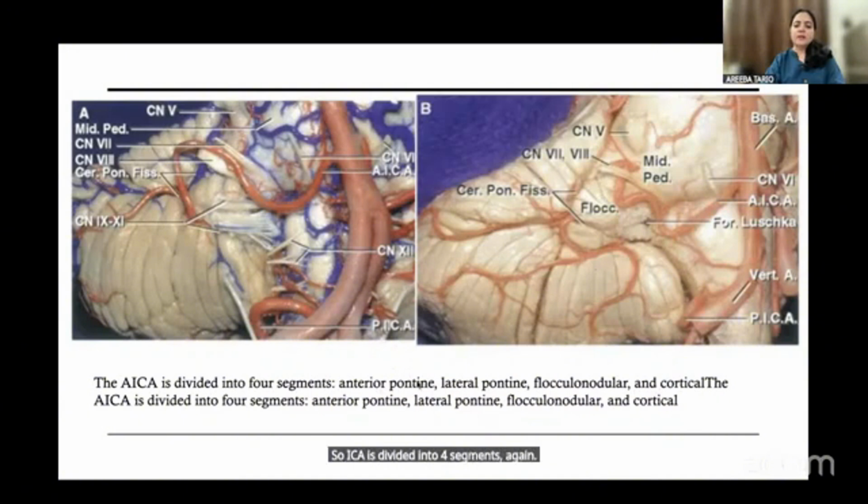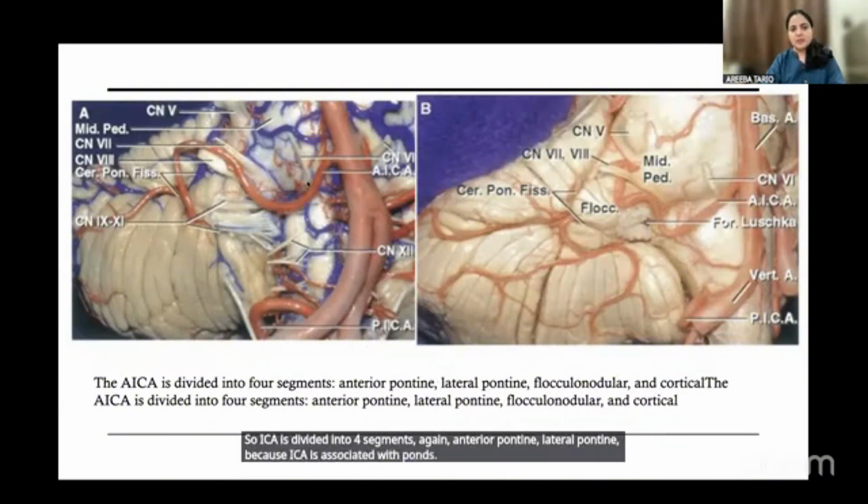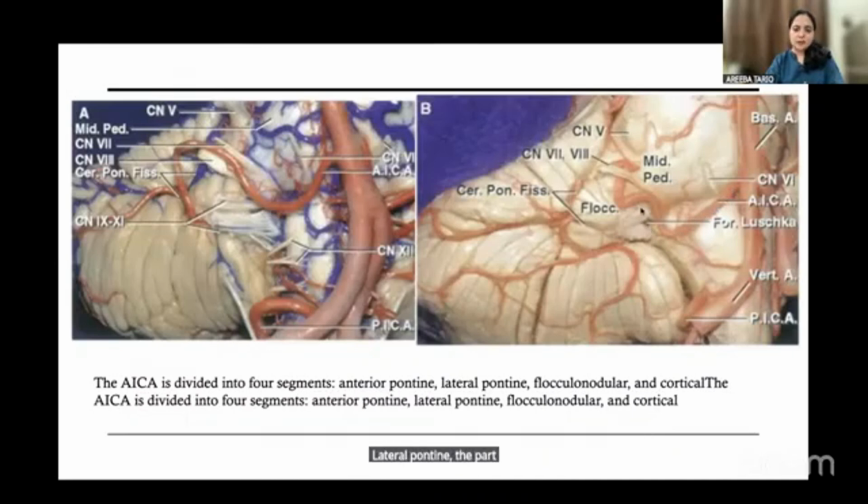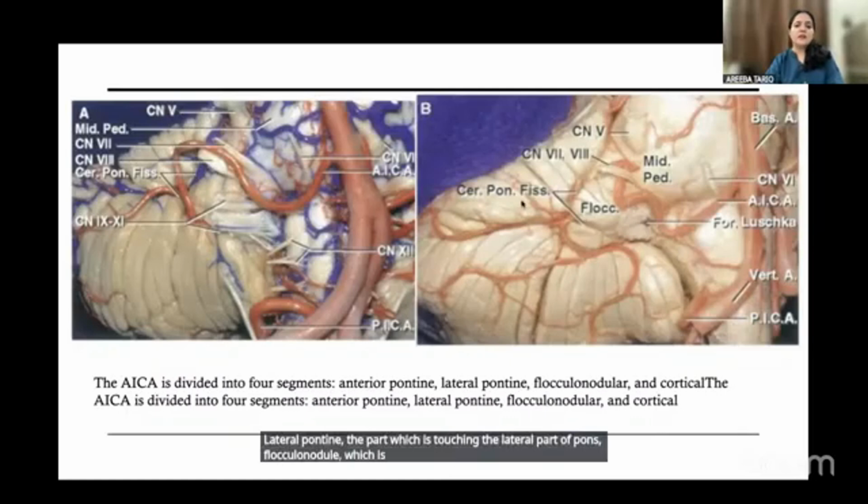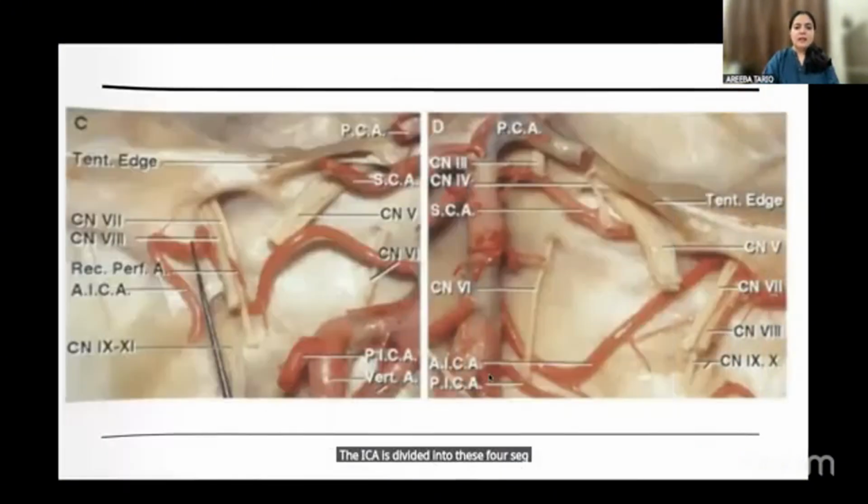Again, anterior pontine, lateral pontine, because ICA is associated with pons. So the names of the segments are anterior pontine, which is present on the anterior surface of pons; lateral pontine, the part which is touching the lateral part of pons; flocculonodular, which is near the flocculus; and cortical, which is supplying the cortex. What cortex? Cerebellar cortex. Which part? Petrosal part. The ICA is divided into these 4 segments.